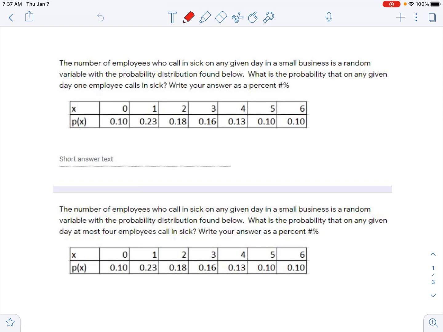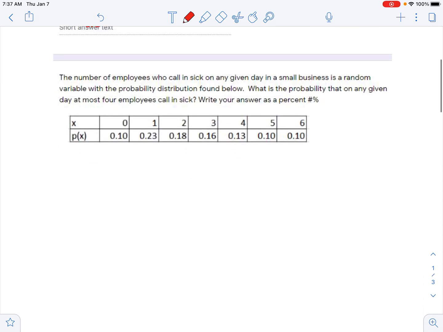So first one says, what's the probability that on any given day one employee calls in sick? So all we're looking at is right here, pretty straightforward. And so one employee, that would be 23, so we'd say that that is 23%.